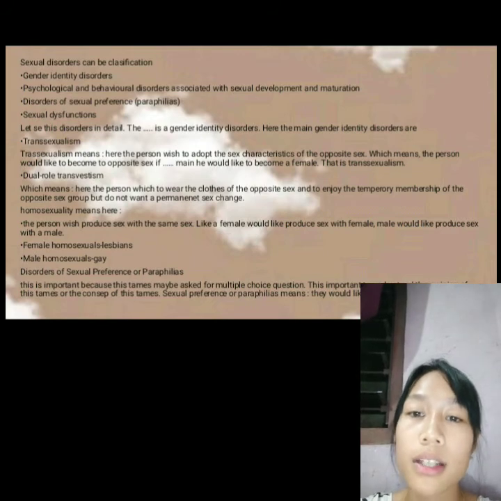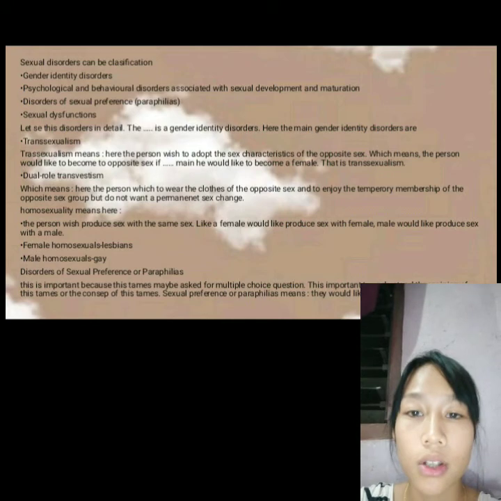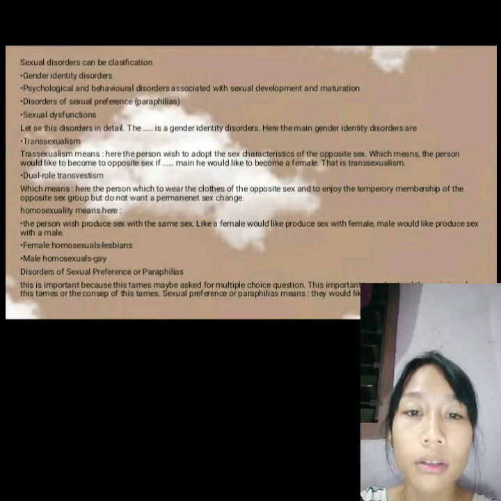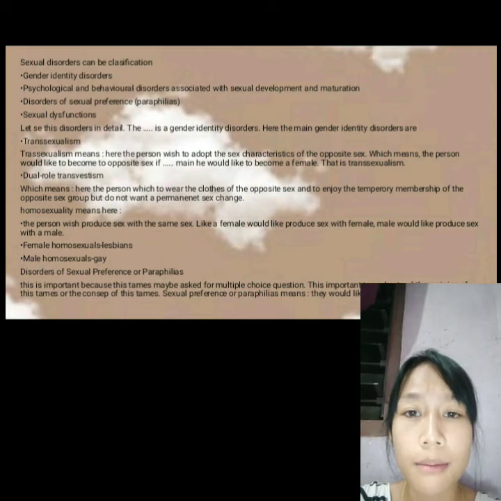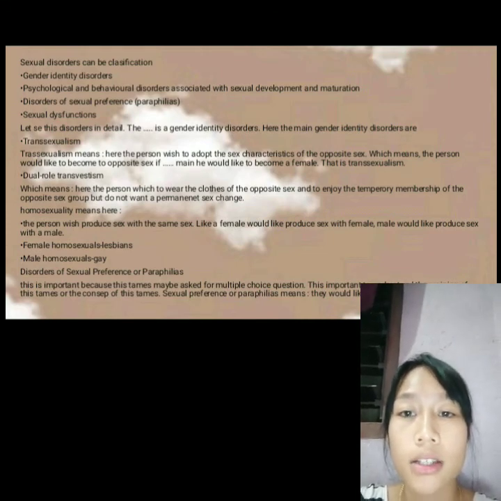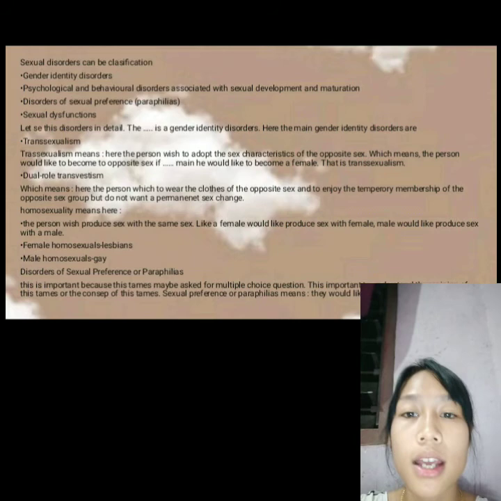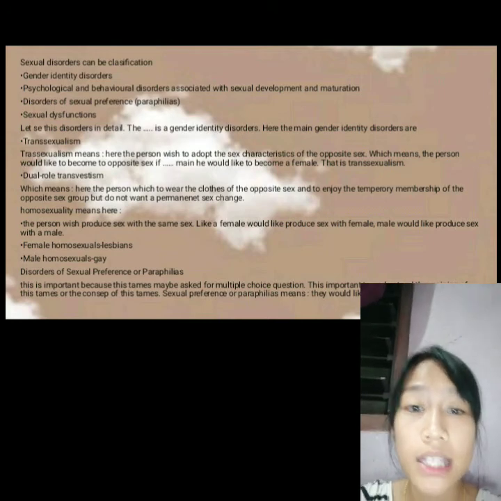Sexual disorders can be classified as gender identification disorders, physical and behavioral disorders, disorders of sexual development and maturation, and disorders of sexual dysfunction. Let's review these disorders in detail. The first is gender identification disorder. Here the main gender identification disorders are transsexualism and dual-role transvestism.